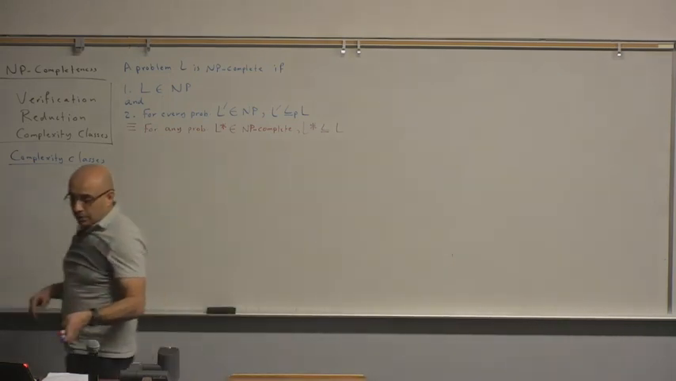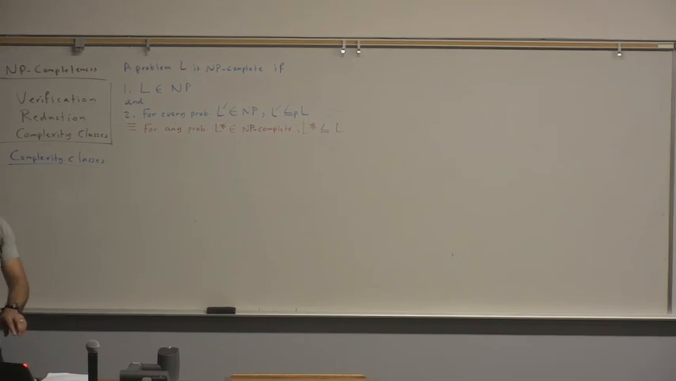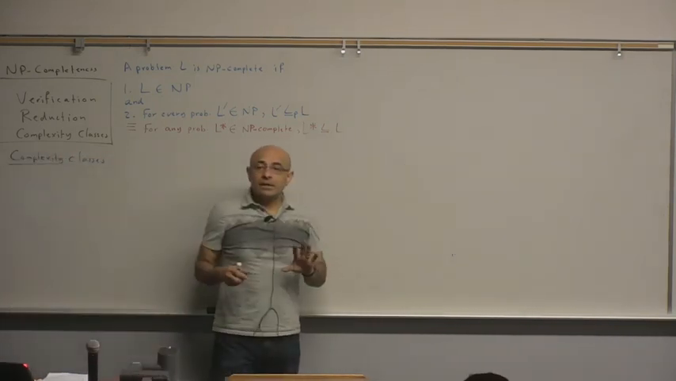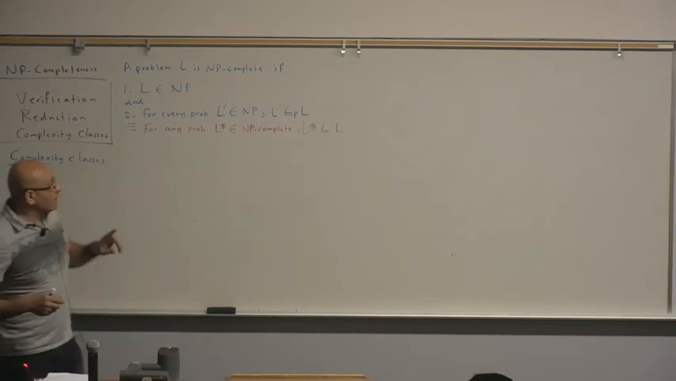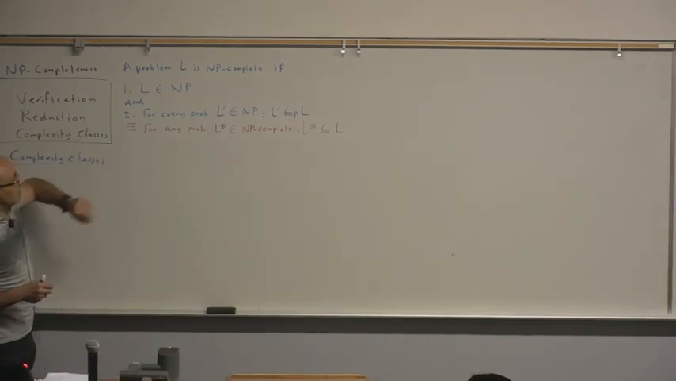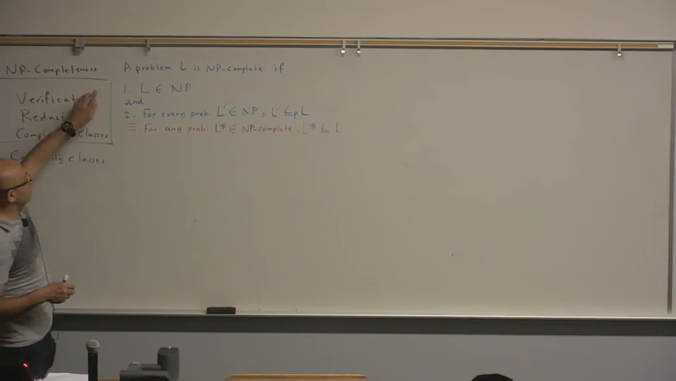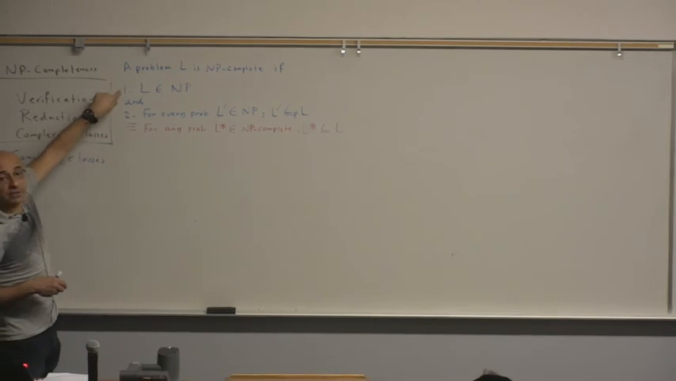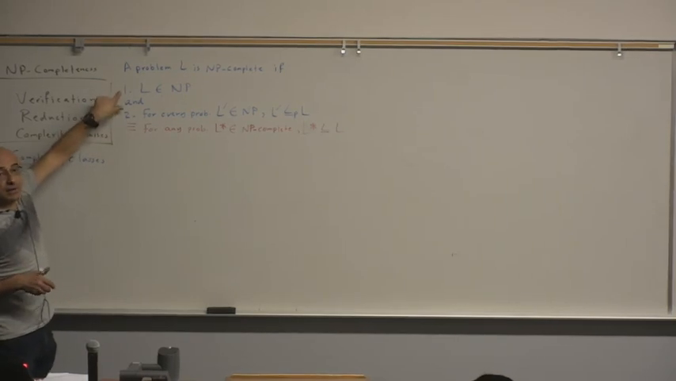Now, before we move to examples, there is one more important concept here. Today we are doing all the abstract stuff, but next time we will be showing the examples. But there are important concepts that we haven't introduced yet. Now, if a problem satisfies condition 2 but does not satisfy condition 1, then we call it NP-hard.